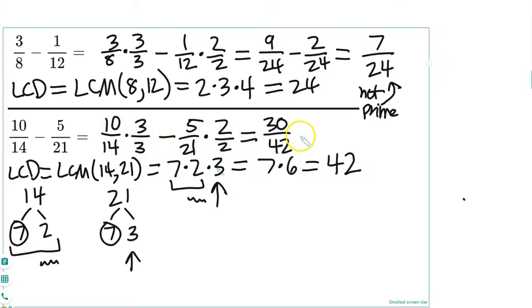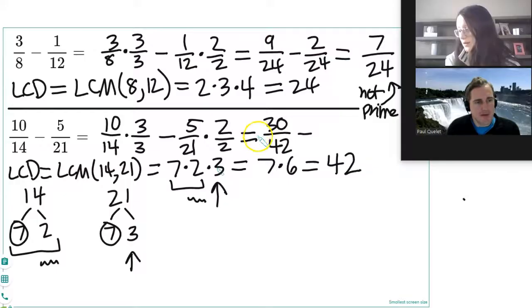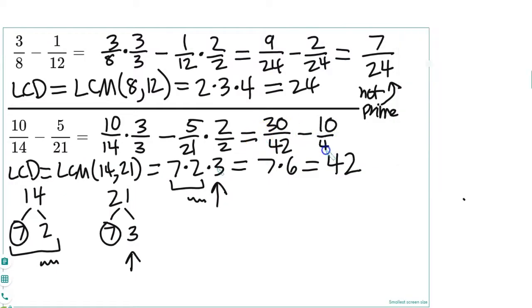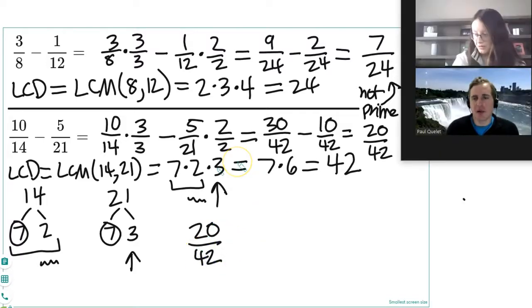30 over 42, I agree, minus 10 over 42. And what do we get when we subtract? 20 over 42. Now 20 over 42, we done yet? I don't think so. Yeah, we're not done. Do they have a greatest common factor?